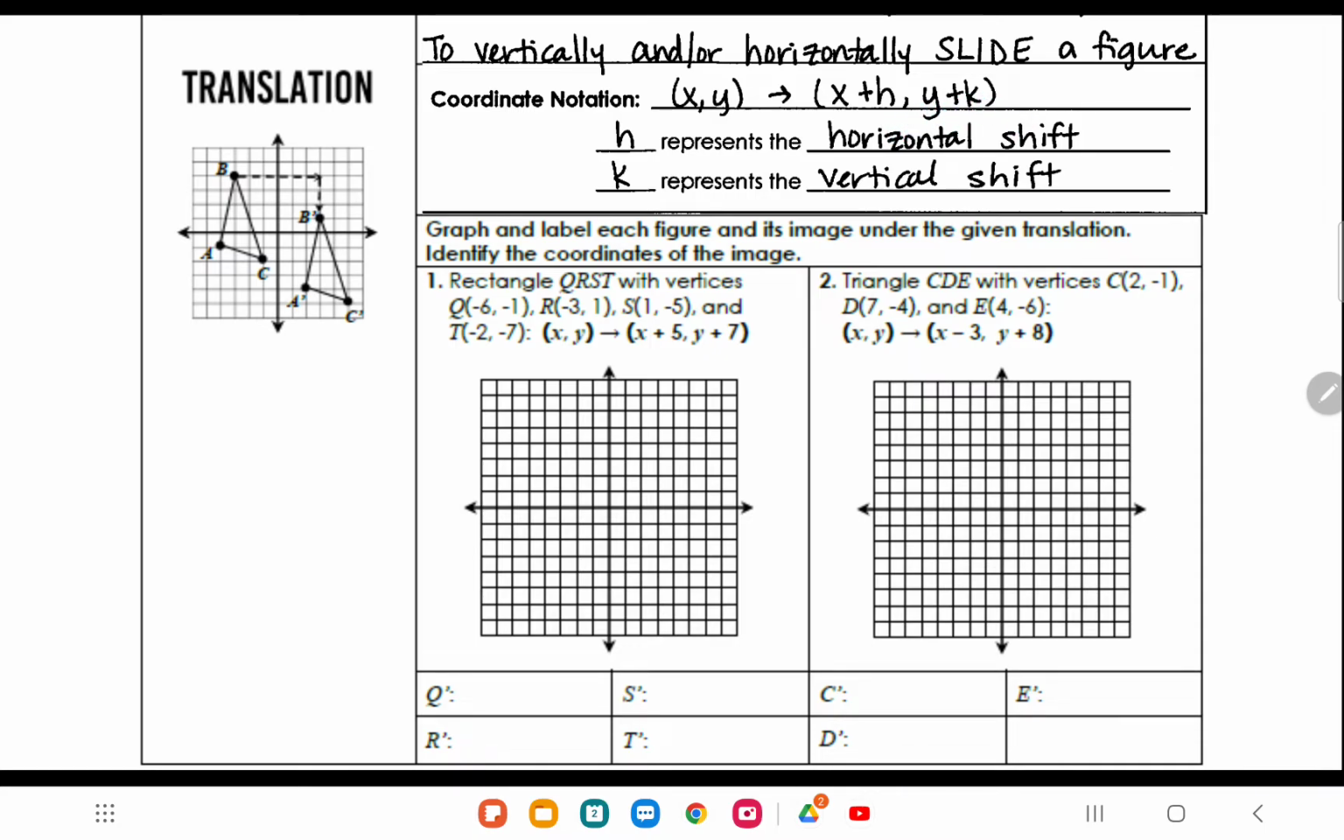In coordinate notation, we see this as (x, y) gets transformed to (x plus h, y plus k). Now it's important to remember that unlike function transformations, we're going to do exactly what it says. So this is not a situation where that plus h really means it's going to move to the left. No, it is going to move to the right.